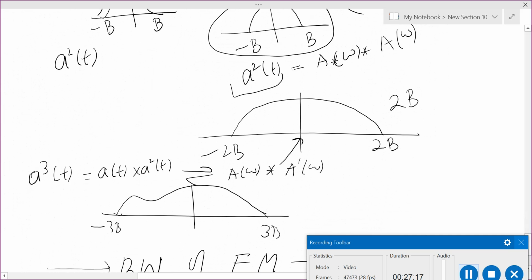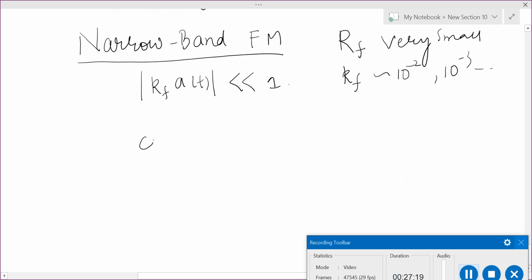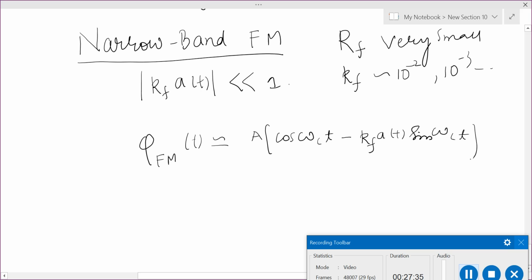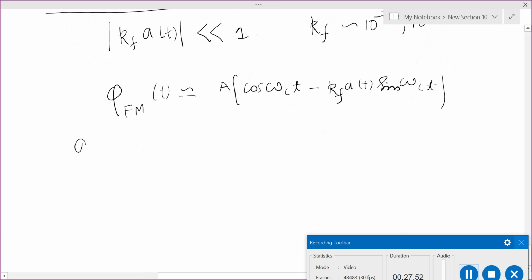So what will remain? Only the first two terms will remain. Hence narrowband FM will be written as the approximation of FM: the first term is cos of omega ct, minus kf a of t sine of omega ct, the linear term of kf. All other quadratic and higher order terms, which contain kf square, kf cube, will be neglected. They are very negligible. Now this resembles something you might have seen already. It looks like a DSBSC signal, right? Or it looks like an AM signal. So this equation gives us a direct way to generate this FM.